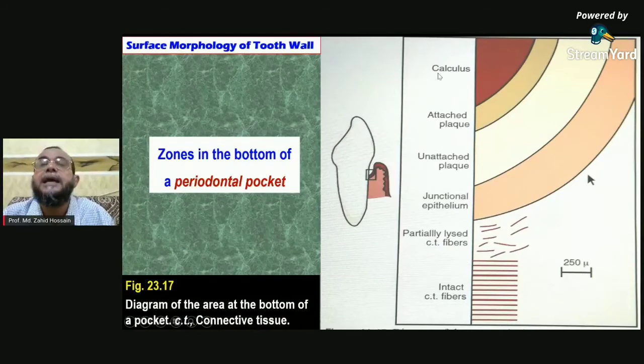The first zone is cementum covered by calculus. This is attached plaque, unattached plaque, and the junction epithelium is there. Then the connective tissue fibers are partially lost here, and then intact. The lower part is still healthy, with some tissue fibers above. So this is the fifth zone. You will find zones 1, 2, 3, 4, 5 in a periodontal pocket.